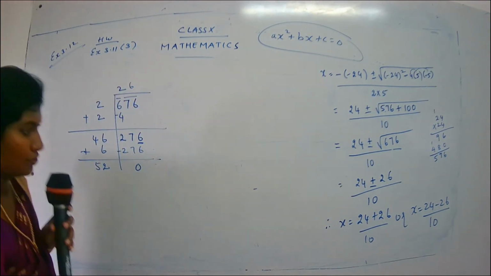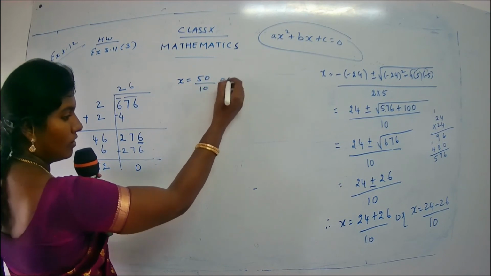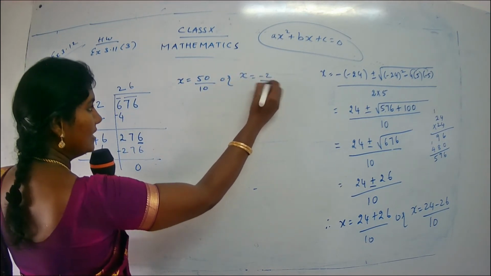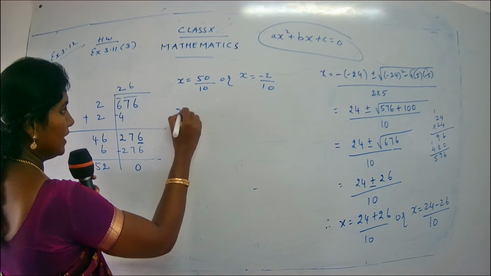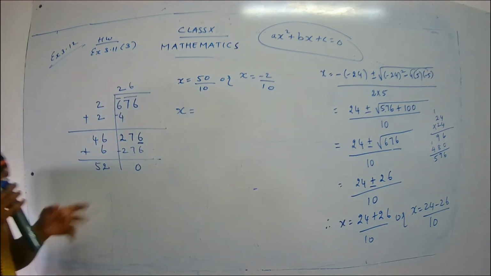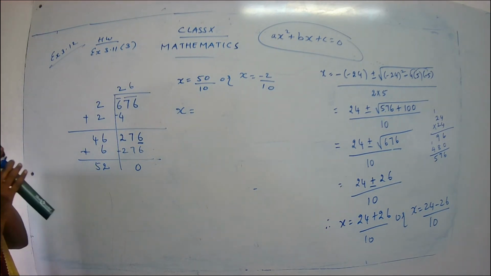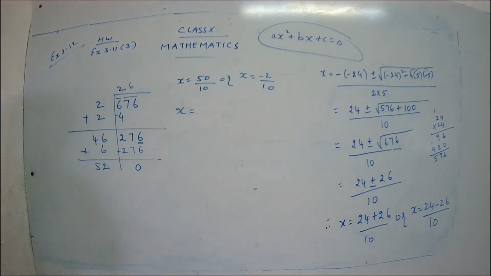So x is equal to 50 upon 10 or x is equal to minus 2 upon 10. So x is equal to 24 plus 26, 50. Okay, children? You know that simple calculation. 50 upon 10 or 24 minus 26. 24 minus 26, it's minus 2. Plus minus, minus. Sign of the bigger number, minus. So you have minus 2 upon 10.